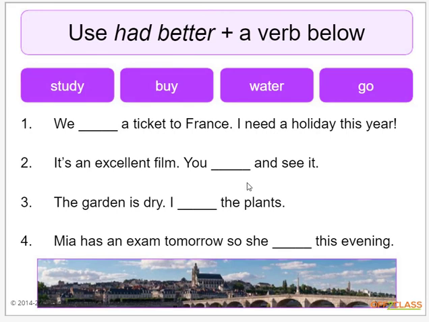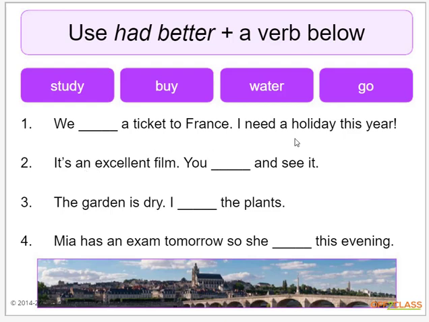Okay, so for this exercise, I want you to use had better plus a verb below. So you have the verbs study, buy, water, and go. We'd had better plus one of these words, a ticket to France. I need a holiday this year.